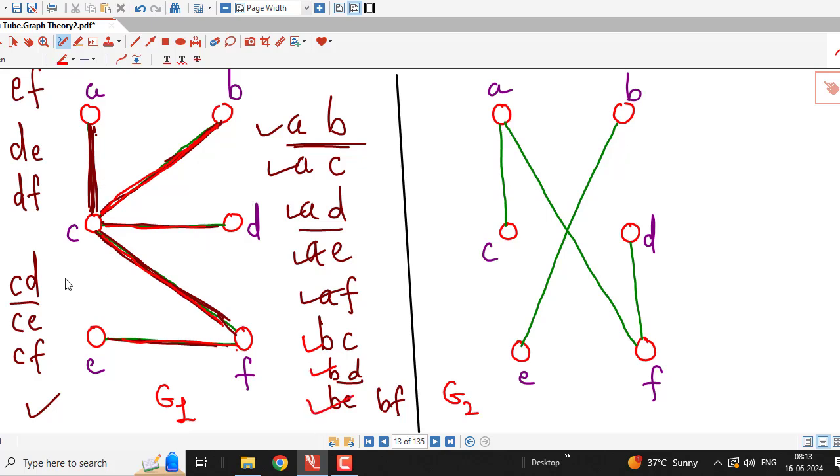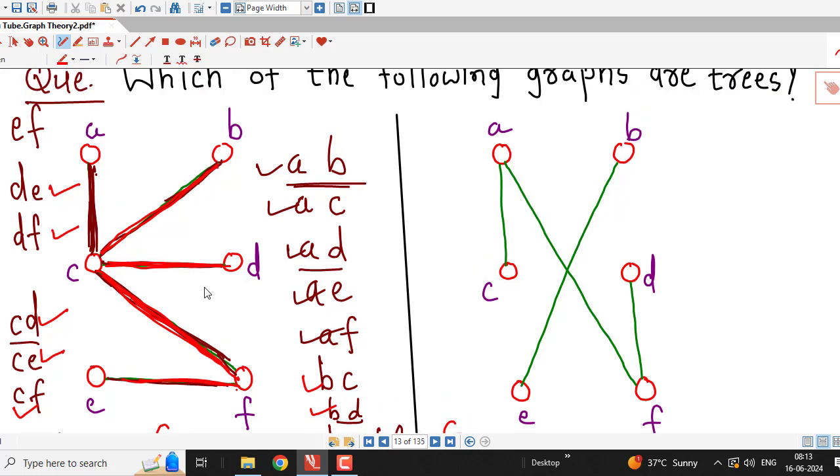Then from C to D, this is an obvious path from C to D. From C to E we have to go along this path. From C to F we have this path. From D to E we have to choose this path. And from D to F we have to choose this path. And there is a path from E to F also.